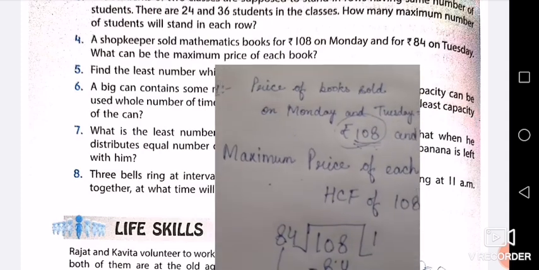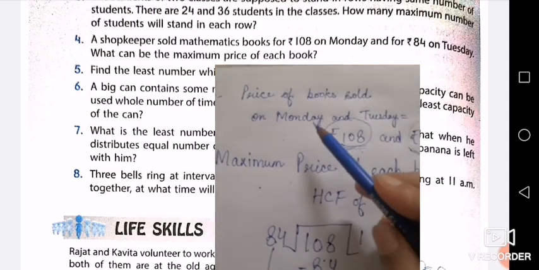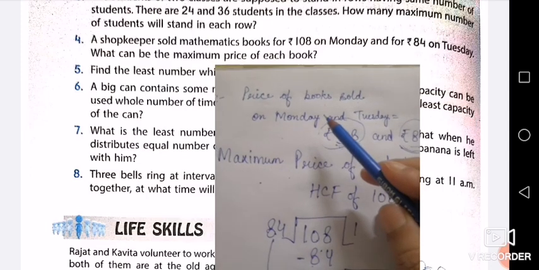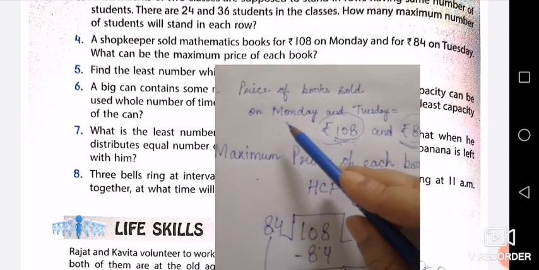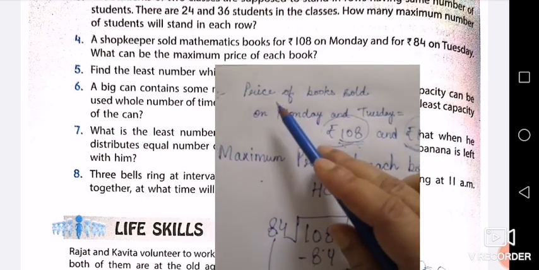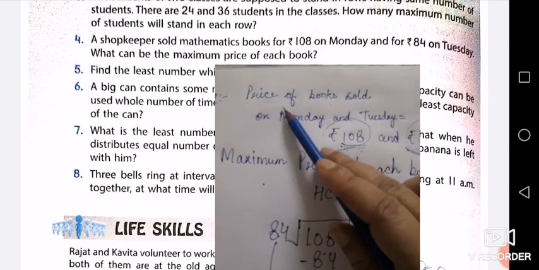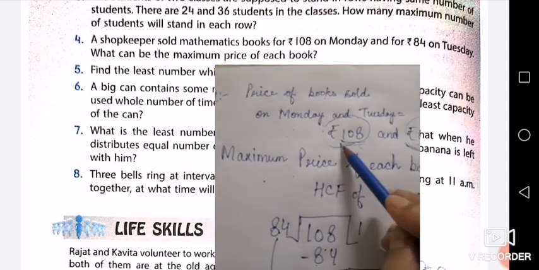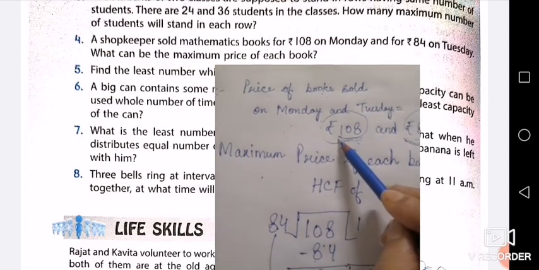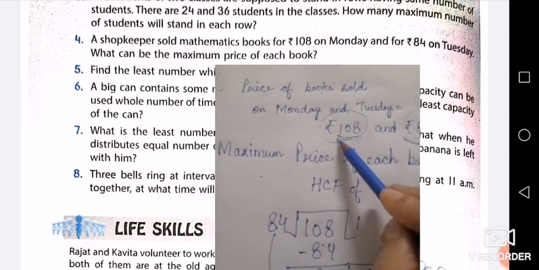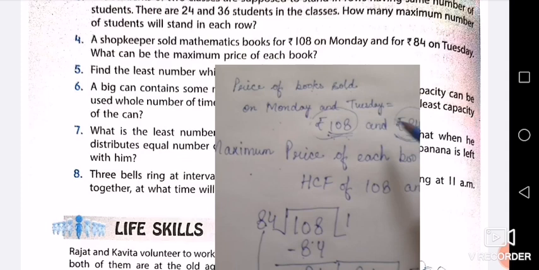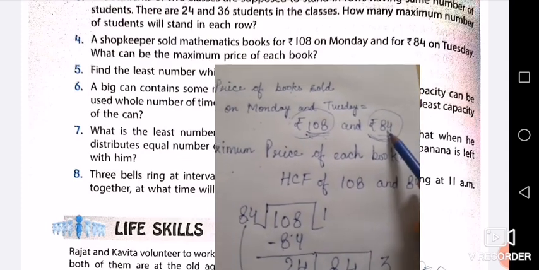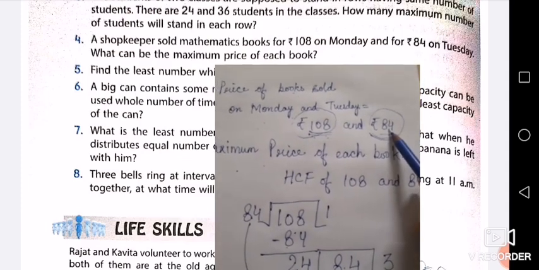What is given in the question? You have been given the total price of books sold in 2 days. That is given to you. That we have written in our first statement: price of books sold on Monday and Tuesday. Now this much will be the total price of the books sold on Monday, that is rupees 108, and 84 is the total price of the books sold on Tuesday.